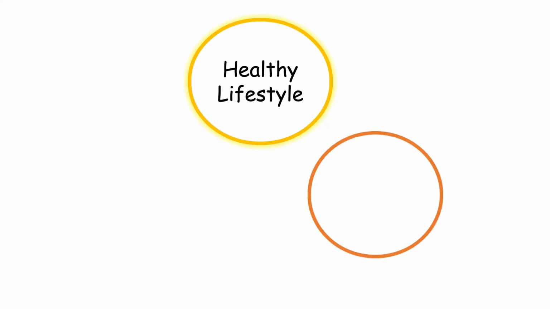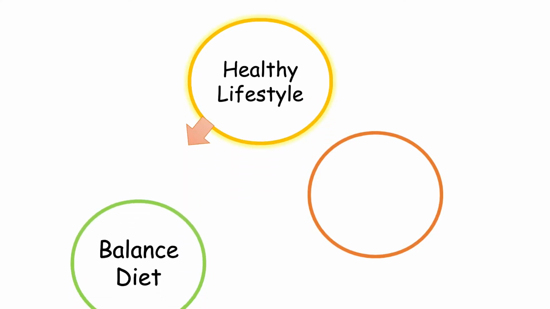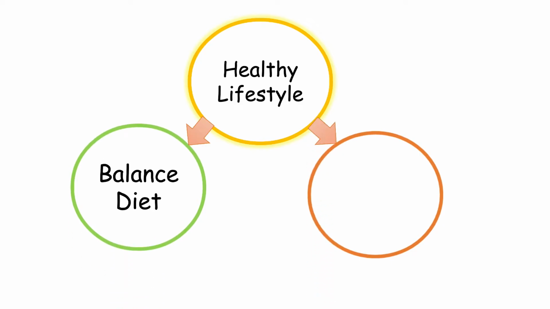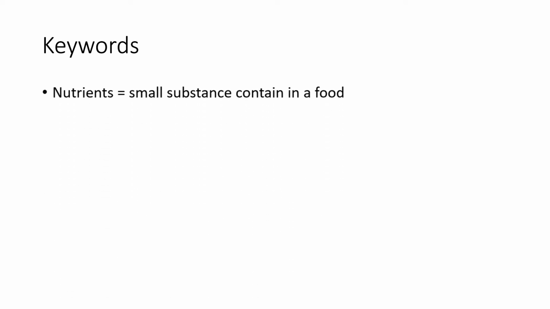So, if you want to maintain a healthy lifestyle, there are two ways. The first one, you have to make sure that you have a balanced diet. The second one, you should exercise regularly. For today, we are going to discuss about balanced diet. So, here are the keywords of the day. The first one is nutrients.